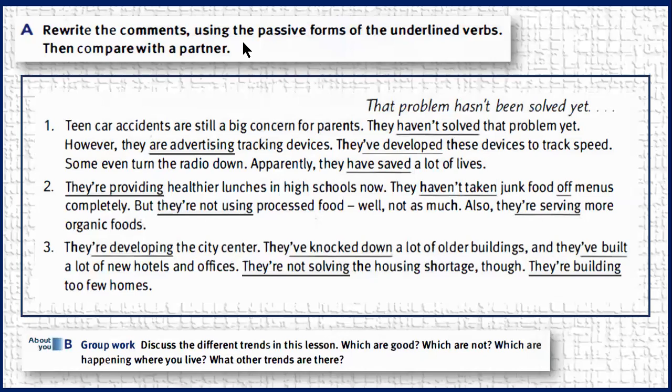Okay, guys, let's check the exercise. Let's look for the correct answers. We're going to substitute those underlined verbs for passive voice. So who wants to start with number 1? Teen car accidents are still a big concern for parents. That problem hasn't been solved yet. However, tracking devices are being advertised.